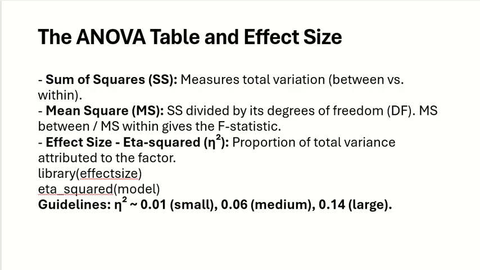ANOVA tells you at least one of the groups has a different mean. This difference could be that the mean is very high compared to the other groups, or it could be very low. Then you do the Tukey's test, and it will tell you exactly between each two groups which one is higher and which one is lower.